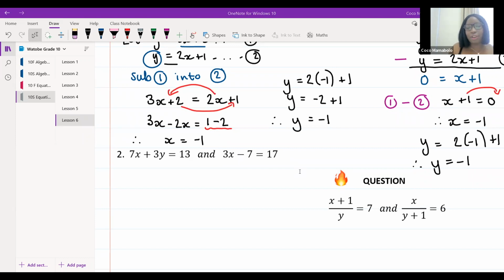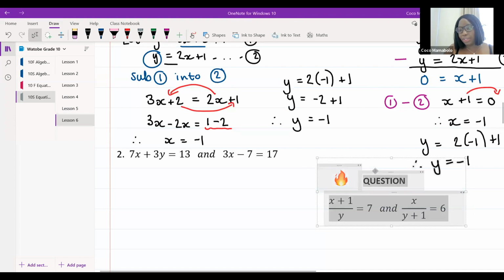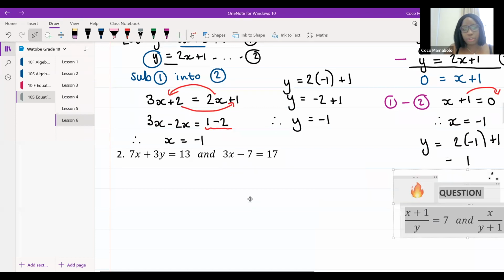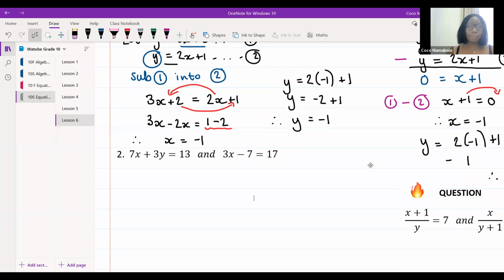Okay, let's try for number 2, everyone. Now, here's the problem I'm going to have. Before we even start with number 2, let me move this one over to the side. We would have gotten the same answer, Brayden. Try it. You'll see your answer is still going to be x is equal to -1, y is equal to -1. Give it a try.